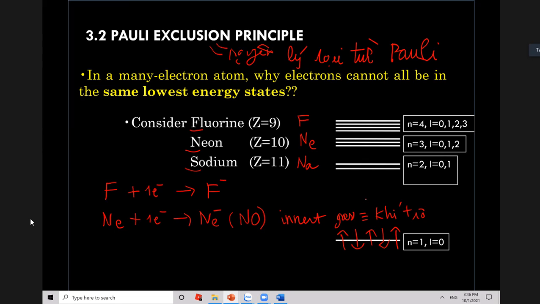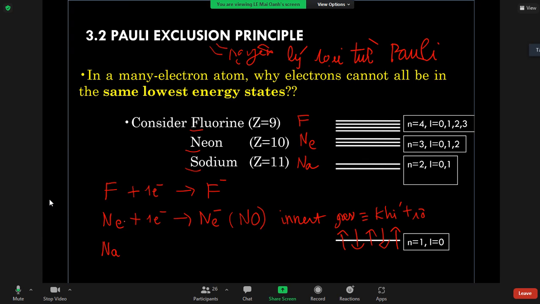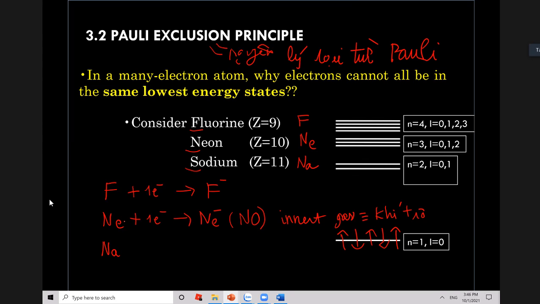Yes. Thank you, Kiet. One more, sodium. It's easy to add one more electron or release one electron to become an ion. Give an electron to become sodium plus.